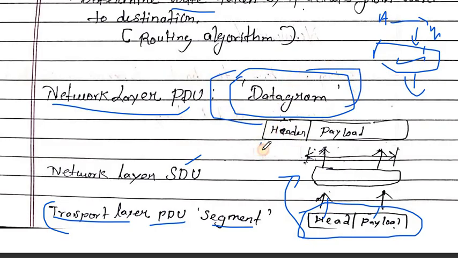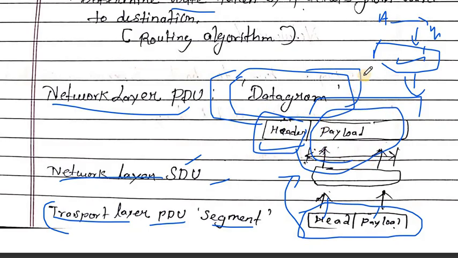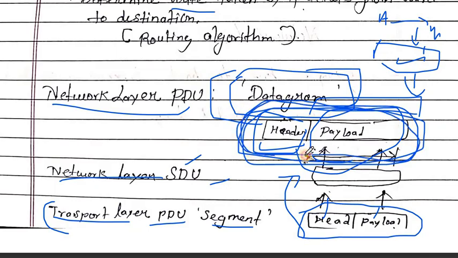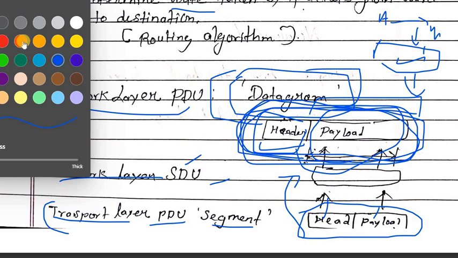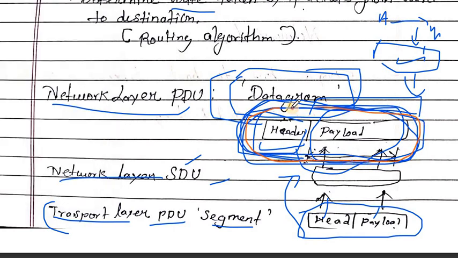This datagram contains a header and payload. The payload is filled with the network layer SDU. The packet sent by the transport layer is placed in the payload part, and the header is added by the network layer. Now this packet becomes a datagram. It is called a packet, but packet is a universal term. For each layer there is a name for each packet, so the network layer's packet is called a datagram.